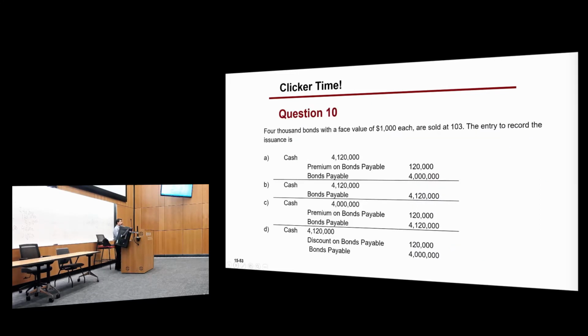So 4,000 bonds with face value of $1,000 each are sold at 103. The entry to record the issuance, this is when the company issued the bonds. It's not when the company retired the bonds. I'm sorry, I keep saying stocks. So it's when the company issued those bonds, not when they retired those bonds. Okay, so the correct answer is A, and I will give you a smiley face just to encourage you.